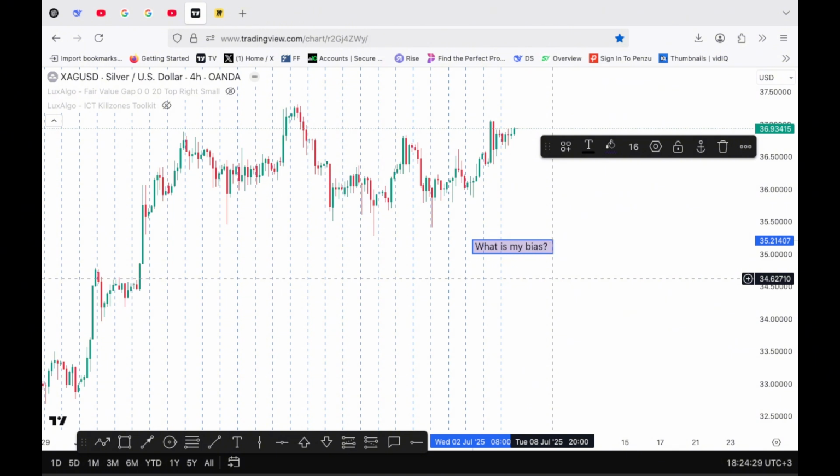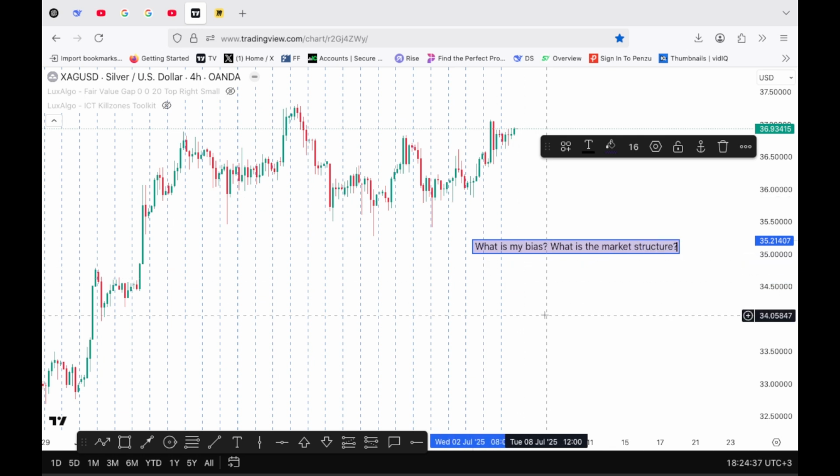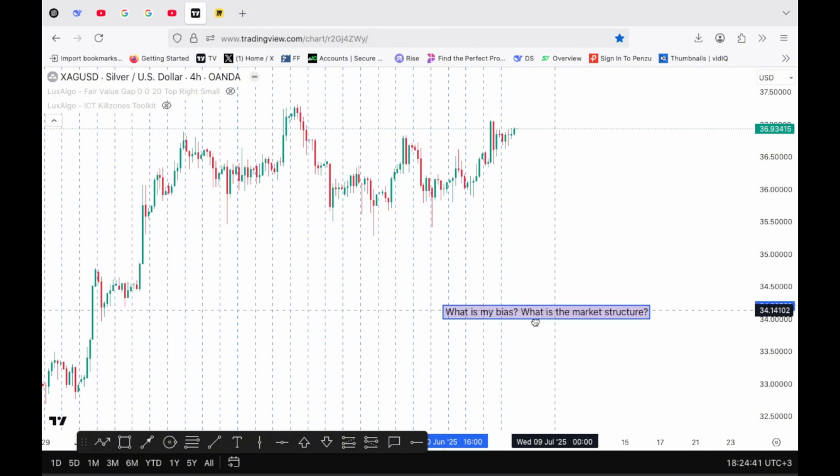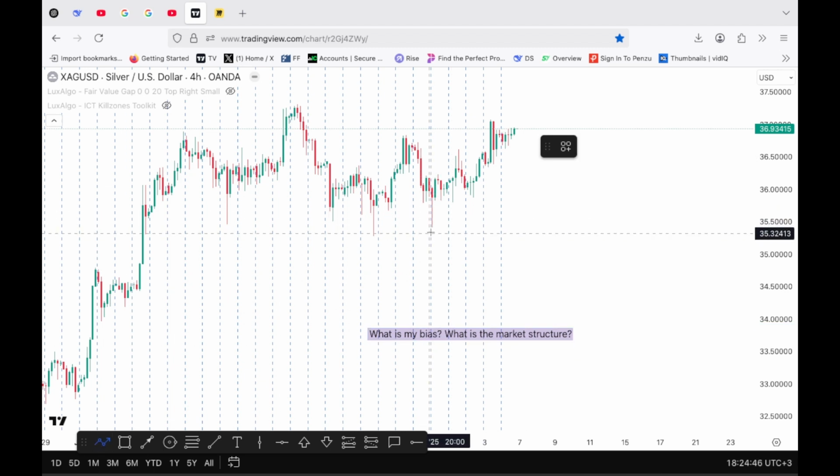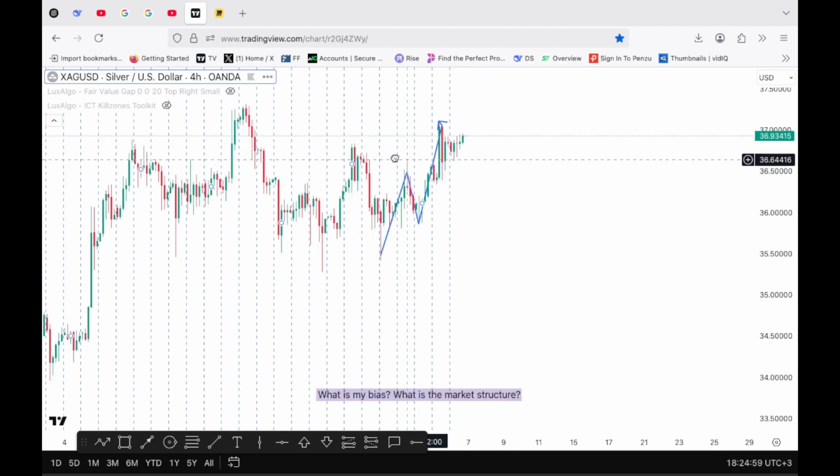That is, what is the market structure? Because market structure defines bias. Yeah, so if you said long trade, buys, you're right. Because why? My rules are simple. I want to see at least 2 candles of the same color in the same direction. See this high, this 2, this 3. So my bias is uptrend.